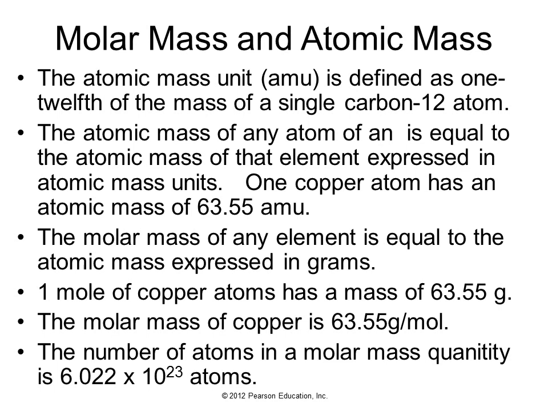The molar mass of any element is equal to the atomic mass expressed in grams. So 1 mole of copper has a mass of 63.55 grams. The molar mass of copper is 63.55 grams per mole. And the number of atoms in any molar mass quantity is 6.022 times 10 to the 23 atoms.